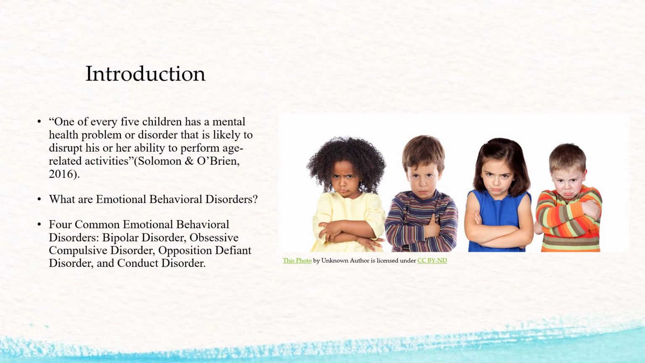One of every five children has a mental health problem or disorder that is likely to disrupt his or her ability to perform age-related activities. Emotional behavioral disorders are those that make it difficult for a child to regulate his or her emotions. This causes children to behave in less than acceptable ways towards themselves and others. There are four diagnoses that I will be talking about in this presentation that make up emotional behavioral disorders: bipolar disorder, obsessive compulsive disorder, oppositional defiant disorder, and conduct disorder.